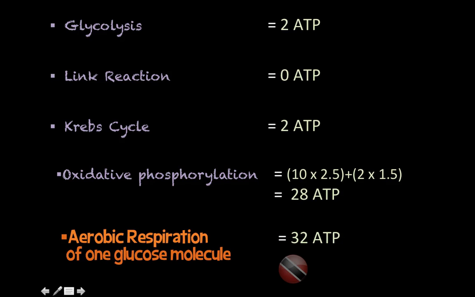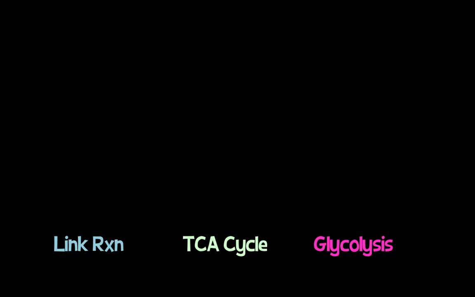But there's something else that we have to take into consideration. Let's go back to the link reaction, the TCA cycle, and glycolysis. In all three reactions, we are producing NADH. But we also have to take into consideration the location of these metabolic processes. Where are they taking place in the cell?